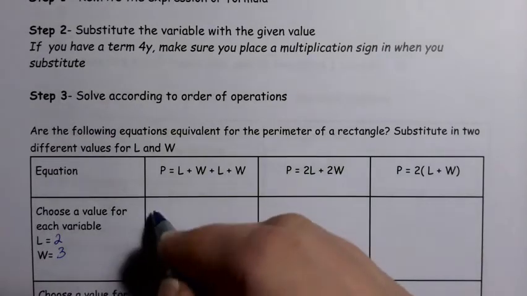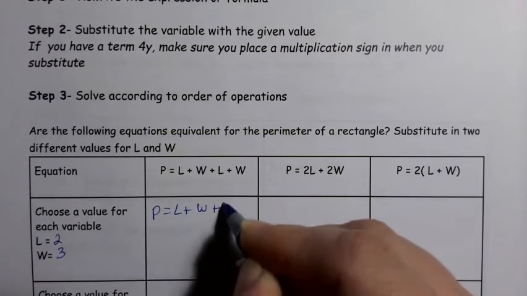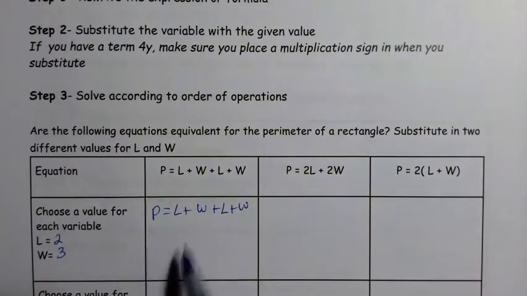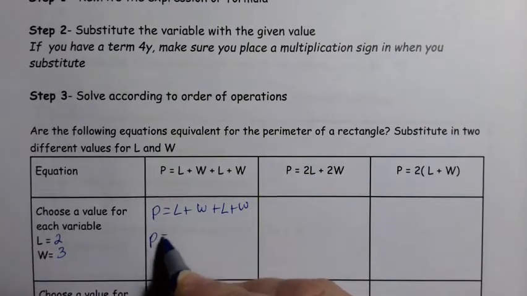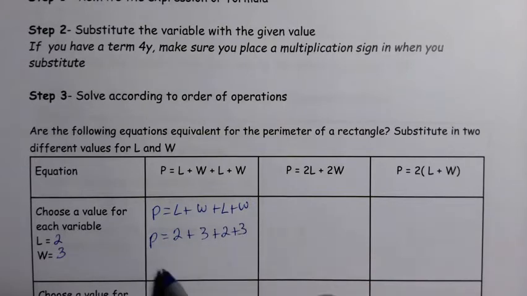So now here is my equation, P equals L plus W plus L plus W. So now I'm going to substitute my values. 2 plus 3 plus 2 plus 3. According to order of operations, I can just go with addition, so I can go in any order. I have 5 plus 5, which is 10.